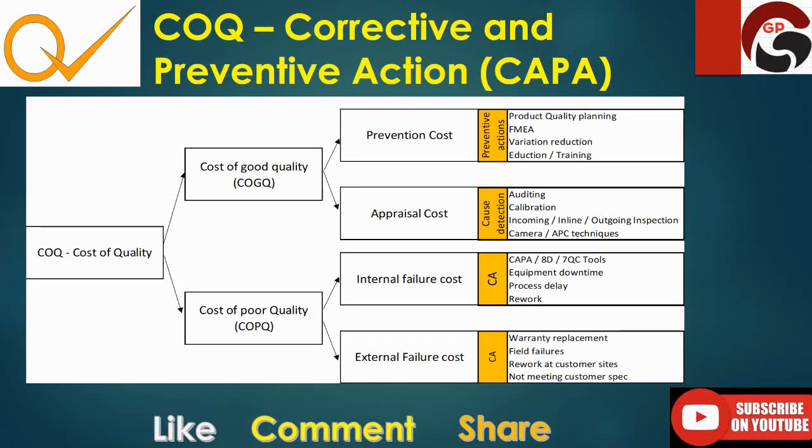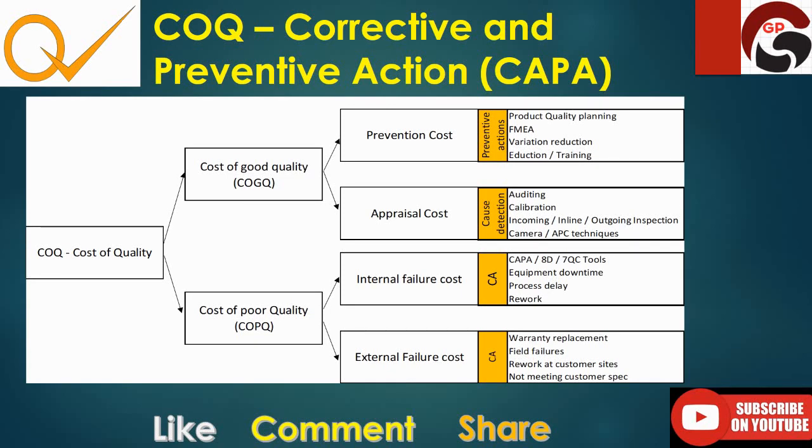Corrective actions and preventive actions. For prevention cost, it is only preventive actions: product quality planning, FMEA, that is failure mode effects analysis, variation reduction, maybe using control charts, pre-control charts, SPCs, education and training. For appraisal cost, it is a cost reduction: auditing, calibration, incoming inspection, inline inspection, outgoing inspection, camera and advanced process control techniques.